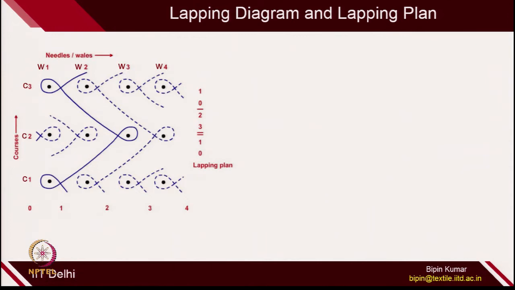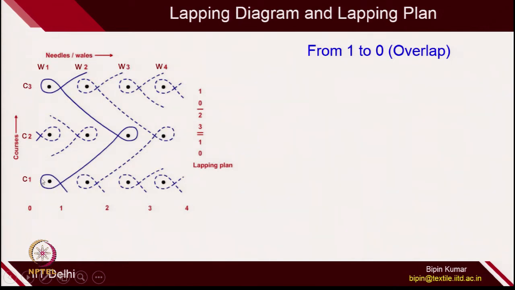If you see the lapping diagram carefully, it can be expressed by certain numbers, which is called the lapping plan. So, following the movement of this particular guide, it is first swinging, then sogging, then going back and then again sogging. First it moves from position 1 to position 0 and provides the yarn.